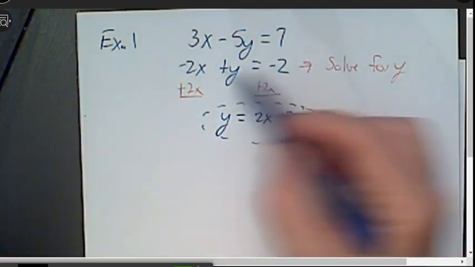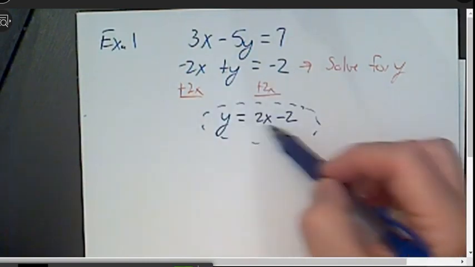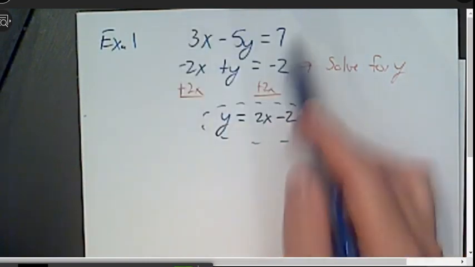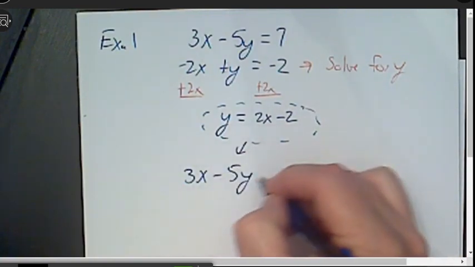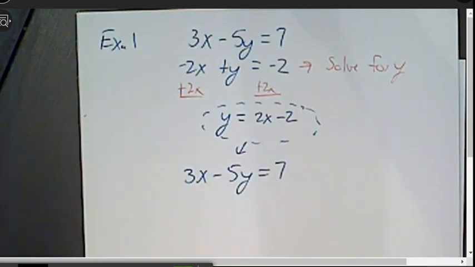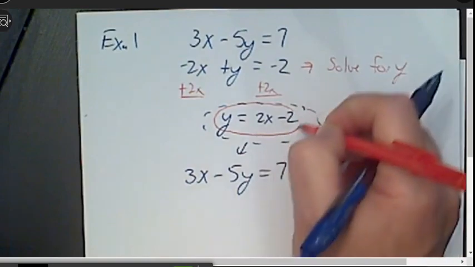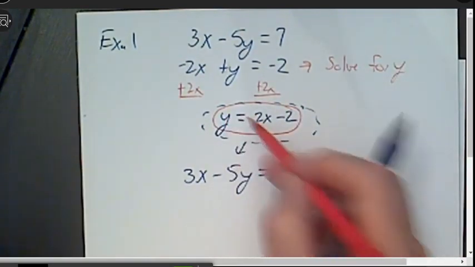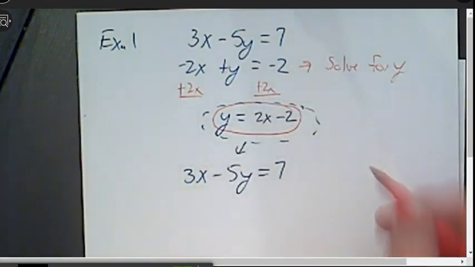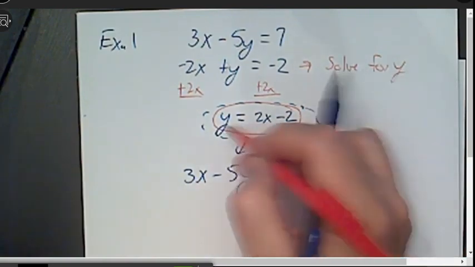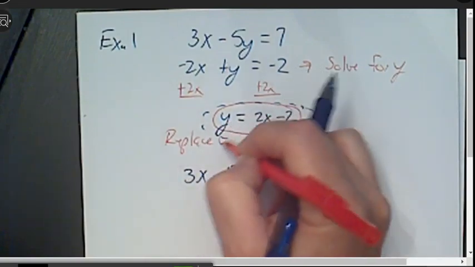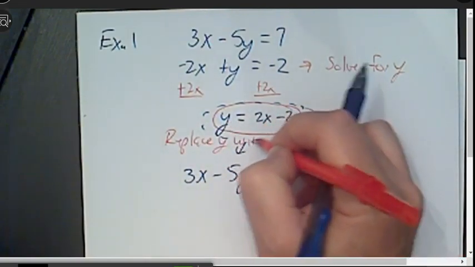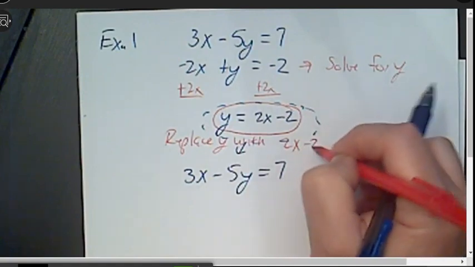Okay, so we've taken this second equation and we've rewritten it as y equals 2x minus 2. We haven't used this one yet, so we're going to take this and plug it into 3x minus 5y equals 7. Here's what we're doing. We're replacing y. Sometimes people get thrown off when they do the substitution. Whatever variable you get by itself, you replace y with 2x minus 2.